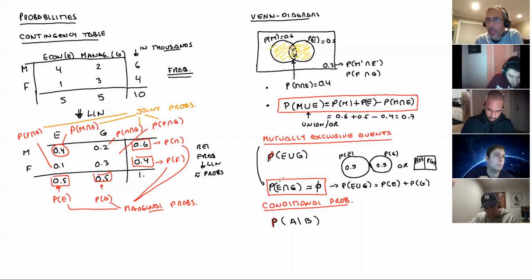So this implies the following, guys. Given that you have observed that you get B, what is the probability that this is going to be A? Perhaps let me write this with the example that we're using. Imagine, guys, that you randomly select someone from this group. You don't see, you randomly select, and then you realize that this is a female.